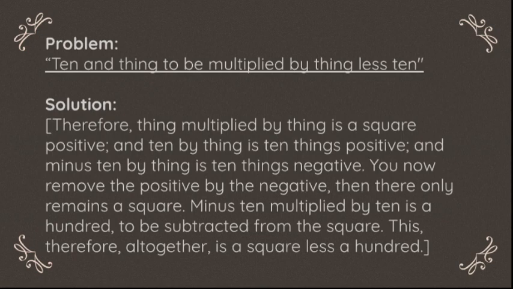Therefore, thing multiplied by thing is a square positive, and 10 by thing is 10 things positive, and minus 10 by thing is 10 things negative. You now remove the positive by the negative, then there only remains a square. Minus 10 multiplied by 10 is 100, to be subtracted from the square. This, therefore, altogether is a square less 100. Now that is a lot of words, but it does solve the given expression.